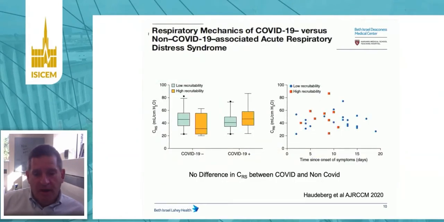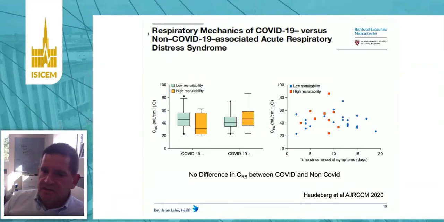This paper from France demonstrated that the COVID-19 patients in the left-hand graph on the right side had compliances which were very similar to those in non-COVID-19 patients, that there were patients in COVID-19 who could be identified as recruitable as there are in non-COVID-19 ARDS, and that the compliance in both high and low recruitability patients remained highly variable, as you can see on the chart on the right. So the summary of this report was there was really no difference in compliance between COVID-19 and non-COVID patients.